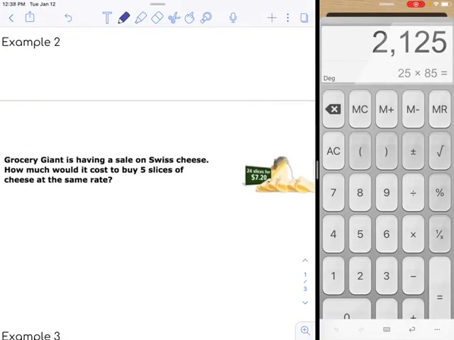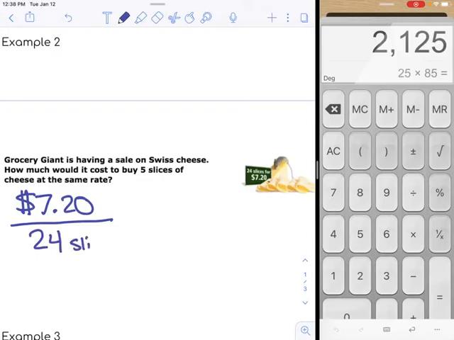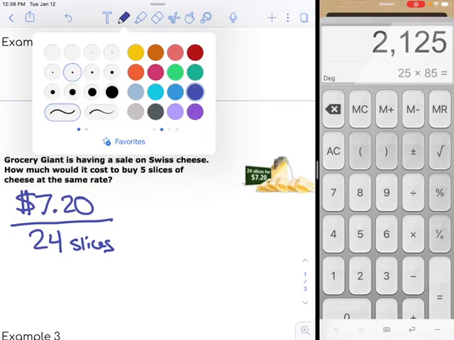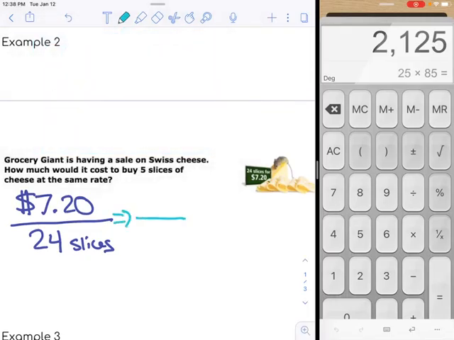All right, let's try another one. Example 2, Grocery Giant is having a sale on Swiss cheese. How much would it cost to buy 5 slices of cheese at the same rate? So my rate is 24 slices for $7.20. I want to put cost up here because I want to do cost per slice. So I have $7.20 for 24 slices. Now, the first thing I want to do is figure out how much just 1 slice of cheese is. I want to find my unit rate. How much is 1 slice of cheese?